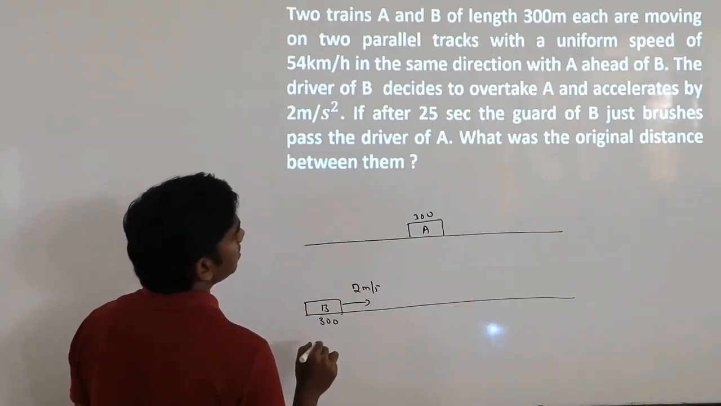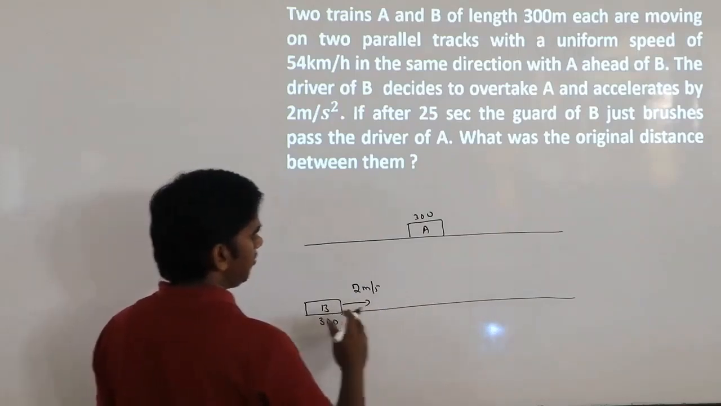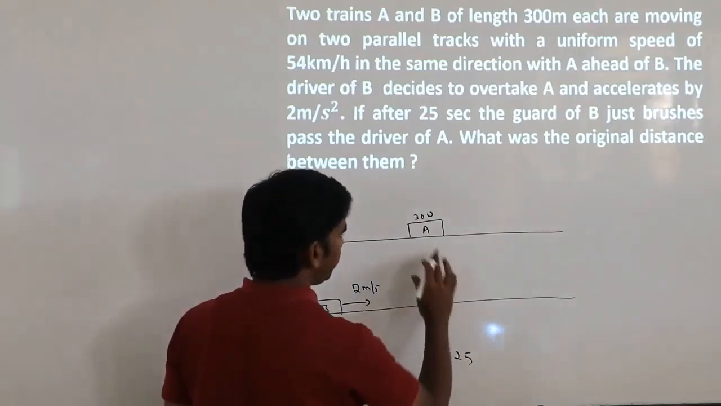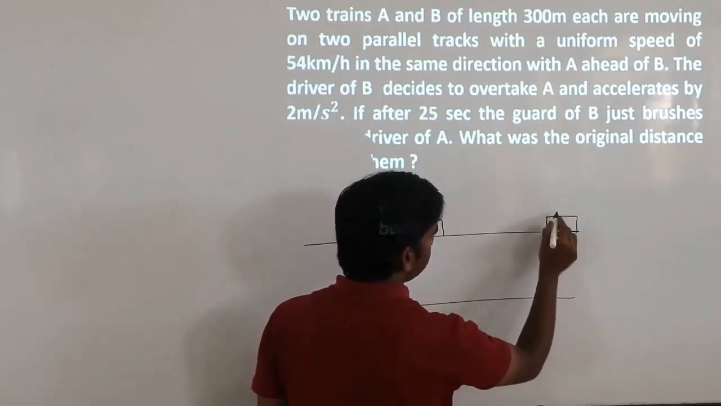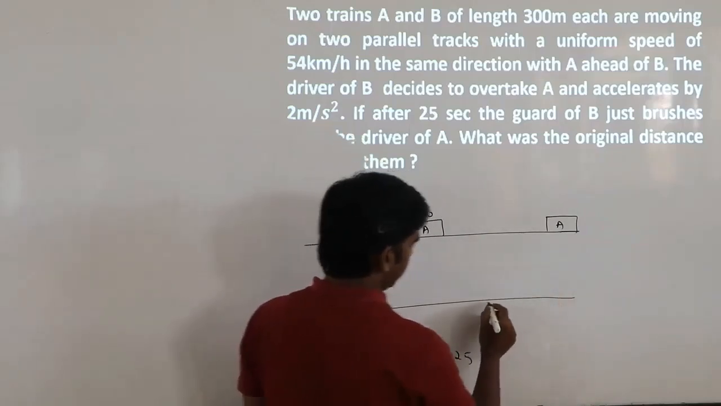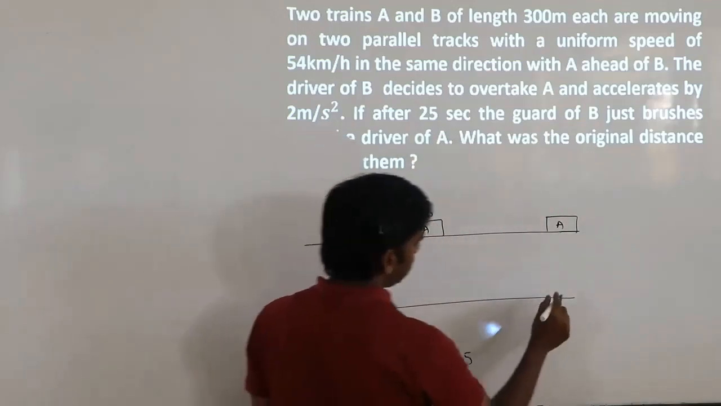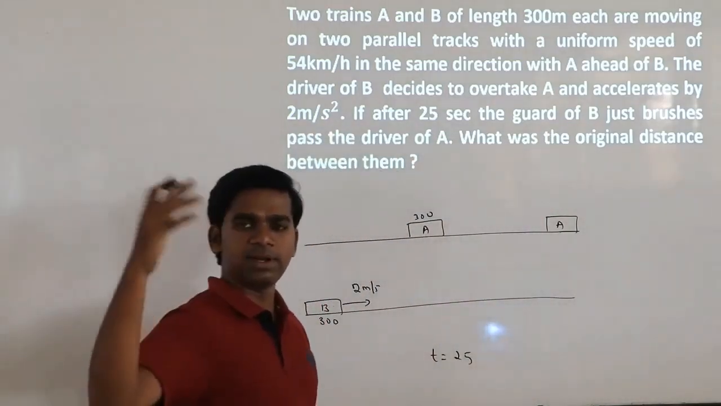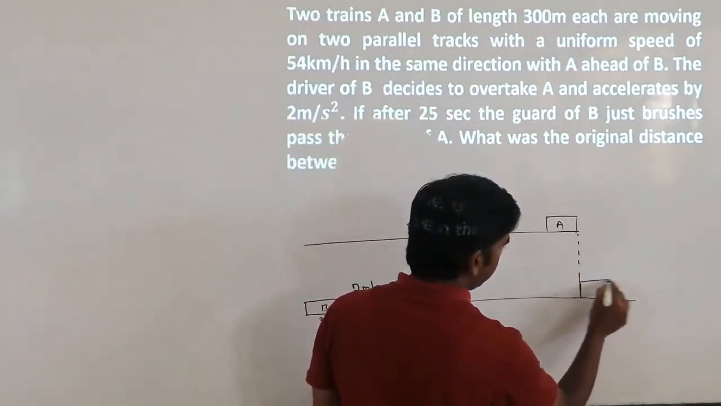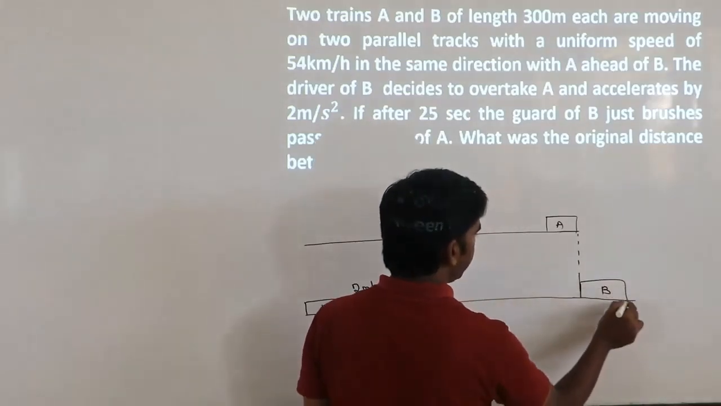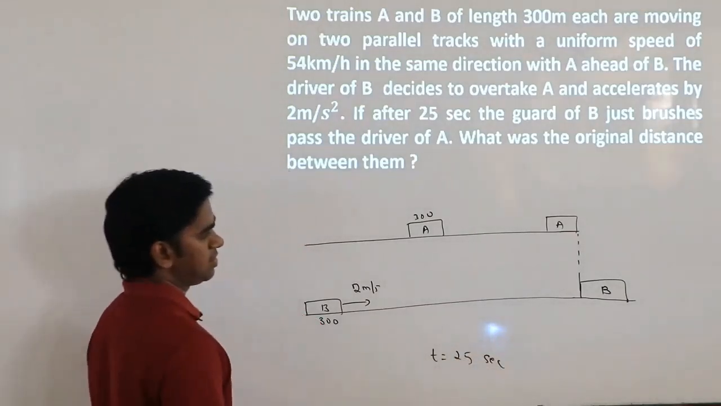When he accelerates at 2 meter per second square for 25 seconds, at that time what will happen? After 25 seconds, this A may come here, and the length is 300 meter, no need to worry about that one. The guard of B just brushes the driver of A. Means at the end of your train there will be a guard, that means the end of B passes the driver of A. So this is B, after 25 seconds.